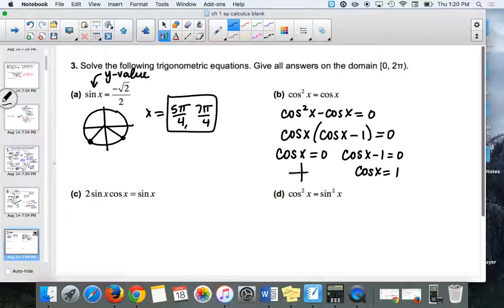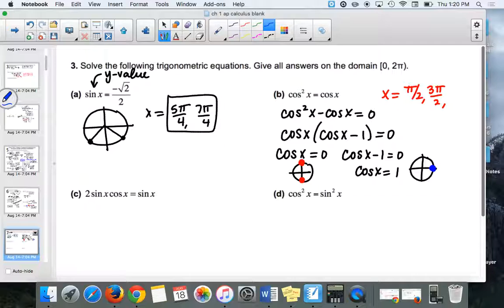So if I'm talking about where cosine is equal to 0, that's the x value on the unit circle. Well, this point is 0, 1, and this point is 0, negative 1. So they have x values equal to 0. So that happens at x equals pi over 2 and 3 pi over 2. And then the last one, cosine of x equals 1.